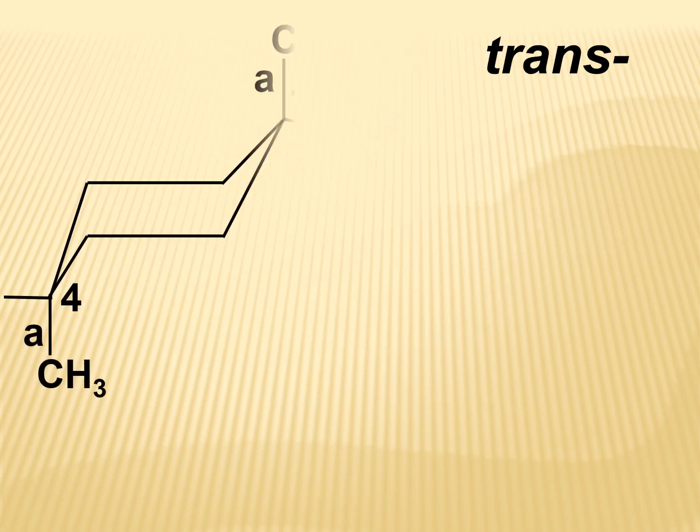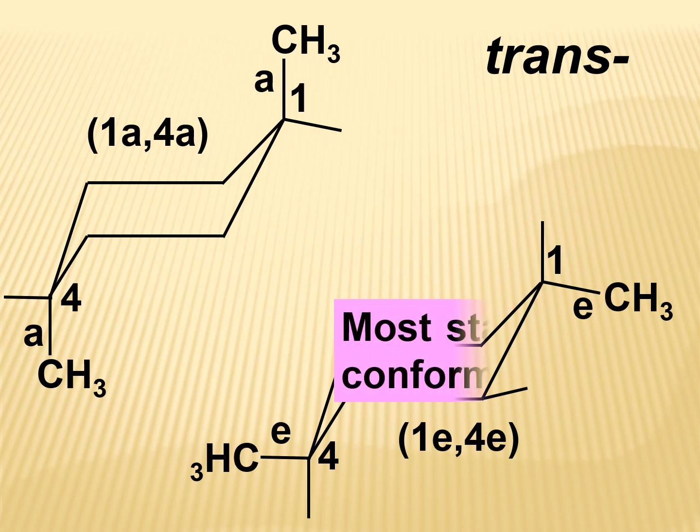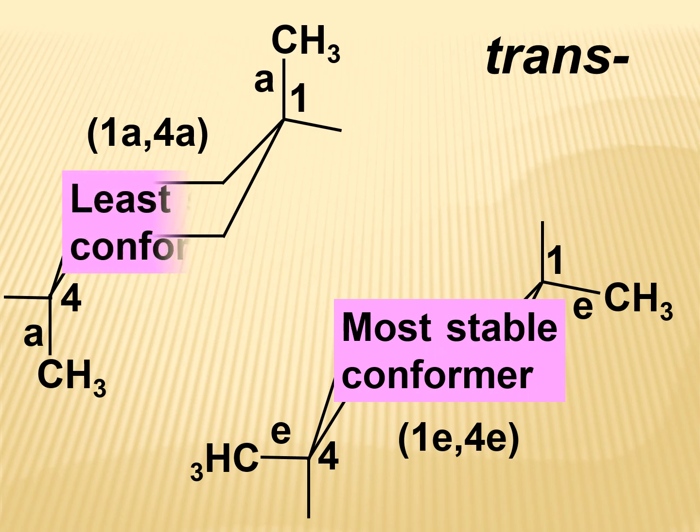Moving to the trans, again there are 2 forms. They are 1A4A and 1E4E. From this it is evident there are 2 axial substituents here. So there will be diaxial interactions, and so this compound will have minimum stability, whereas here both are equatorial and so there is no other interaction. This compound will have maximum stability. 1A4A will have minimum stability. So these are the different conformations of 1,4-dimethyl cyclohexane.